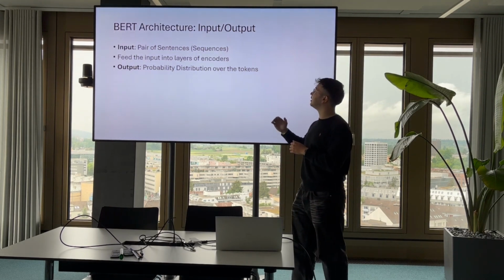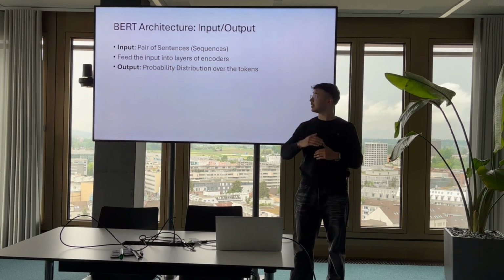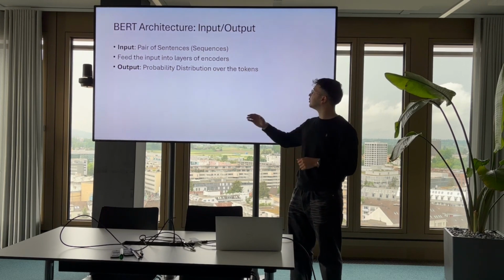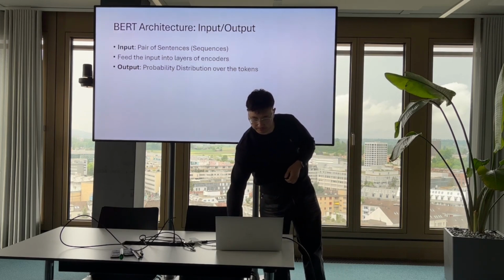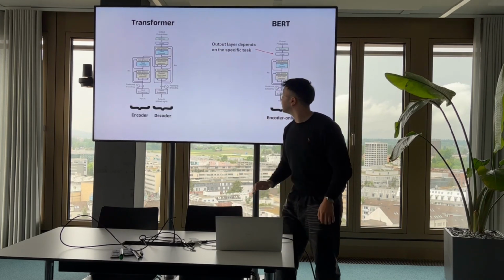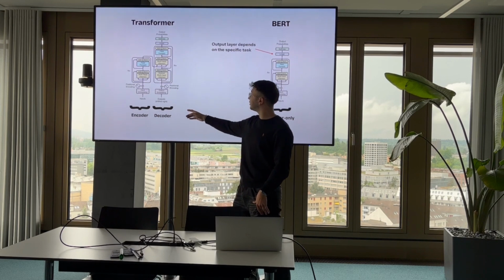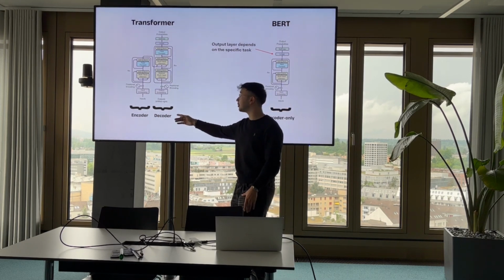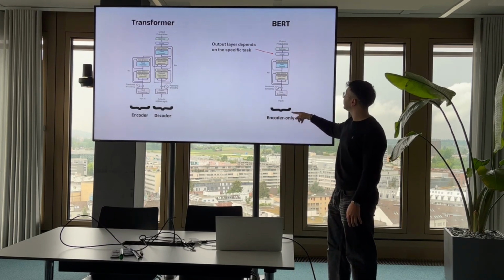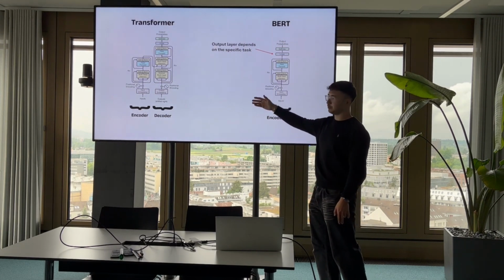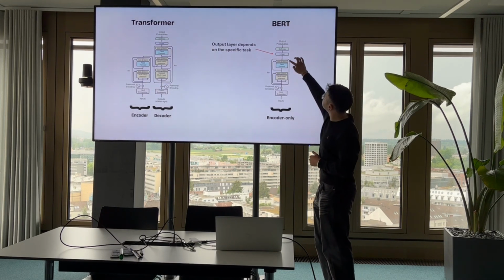And then you feed the input into a stack of layers from the encoder architecture of the transformer. And then you output the probability distributions over all the tokens. As you can see, this is the transformer architecture. This is the encoder part, and this is the decoder part. GPT, for example, only uses the decoder part, and BERT only uses the encoder part. And as you can see, it's nearly the same. They just stacked 12 layers of this encoder component.